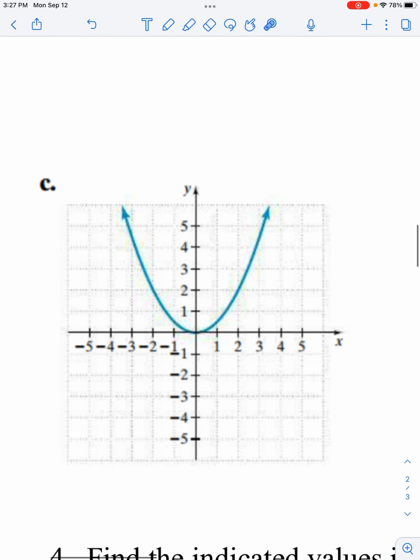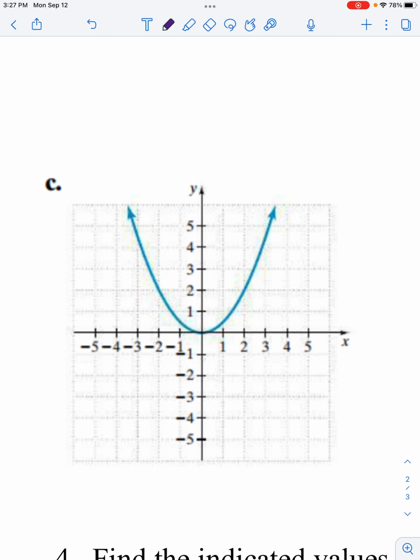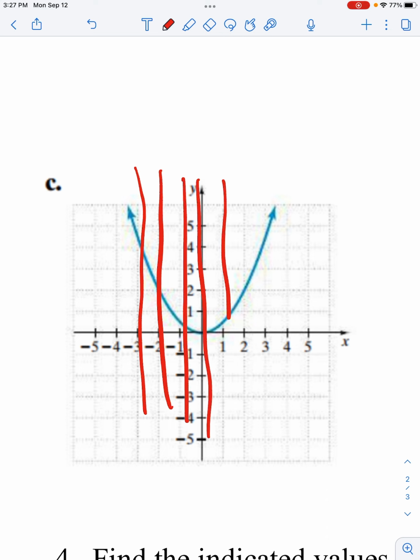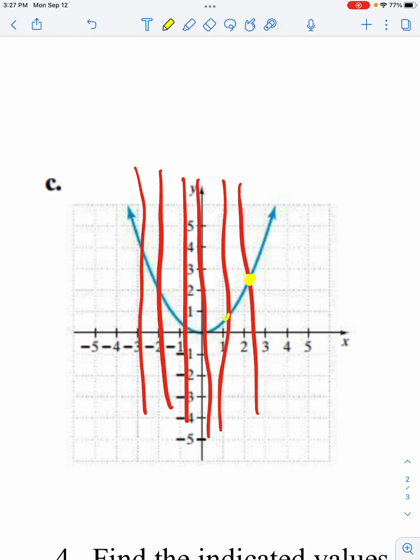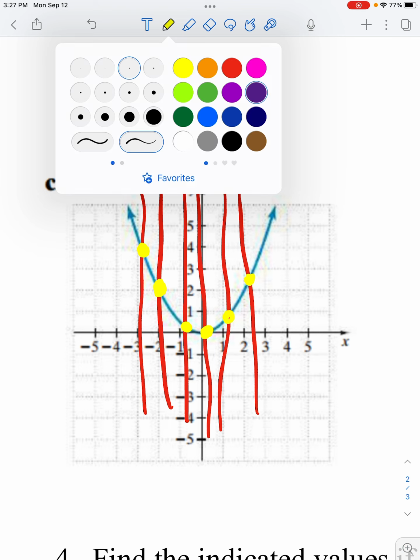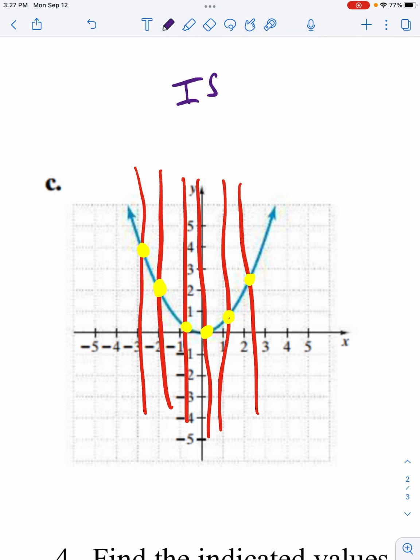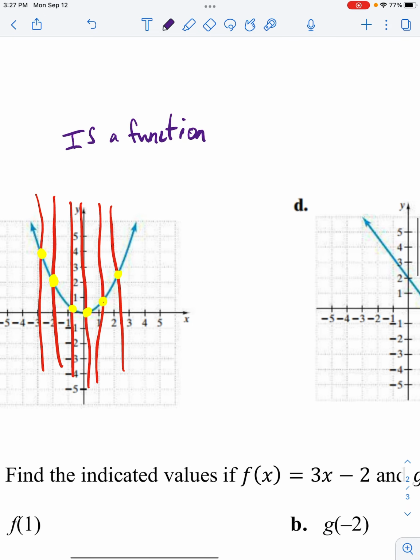Three more. Okay. Let's draw a bunch of vertical lines. All right. What are we seeing? It passes through each vertical line one time and only one time. Okay, so this is a function. My graph passes through all my vertical lines exactly one time. So it is a function.